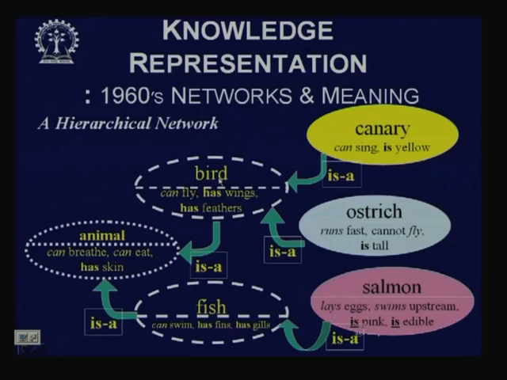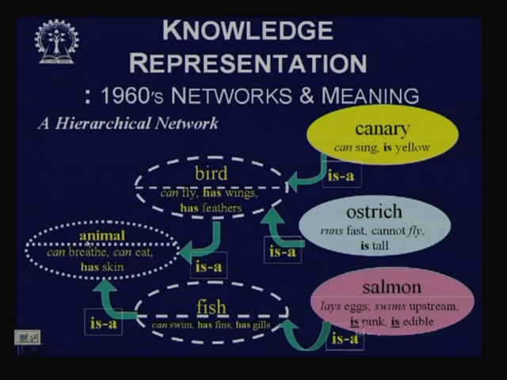This oval represents bird, and look at this green link. The name of this green link is labeled with Isa. What does it mean? That means bird is a animal. In proper English it should be is an animal, but we are not making a distinction here. Isa means that bird is a subordinate of this superordinate. Similarly, fish is a subordinate of this animal.